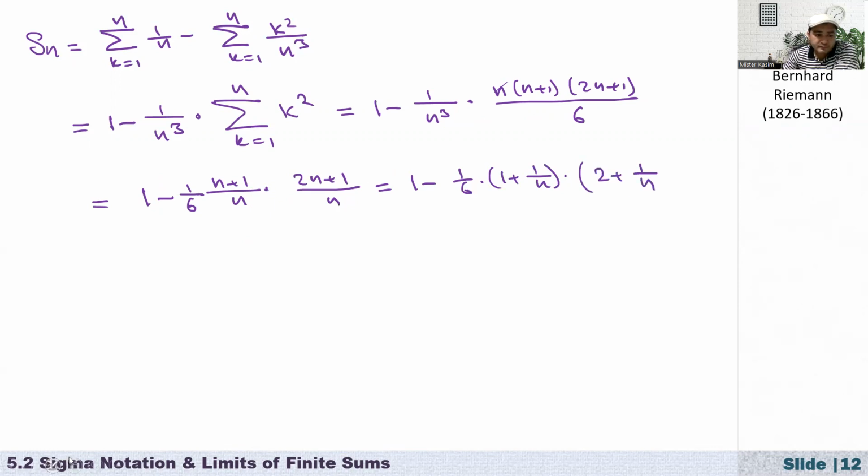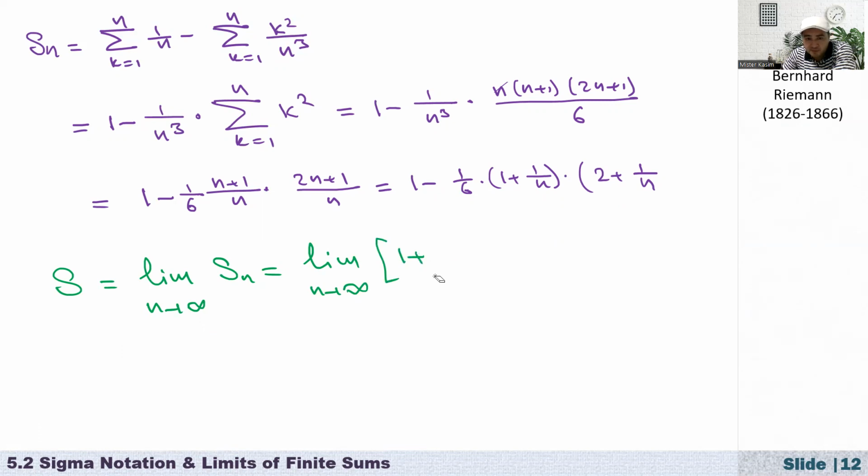So now we can find the exact area of this region. So S is defined as the limit as n goes to positive infinity of that partial sum. We are going to call this a Riemann sum soon. So that means we have the limit as n approaches positive infinity of Sn. And what is this Sn? That's equal to 1 minus, not plus, it is minus, 1 over 6 times 1 plus 1 over n times 2 plus 1 over n.